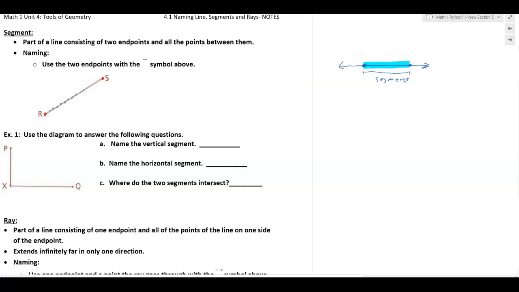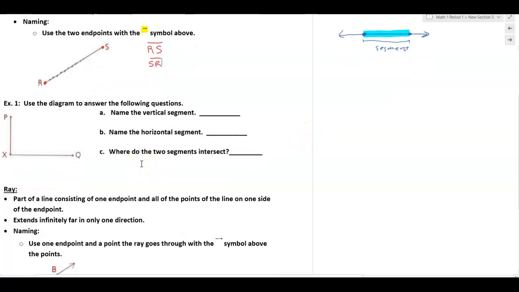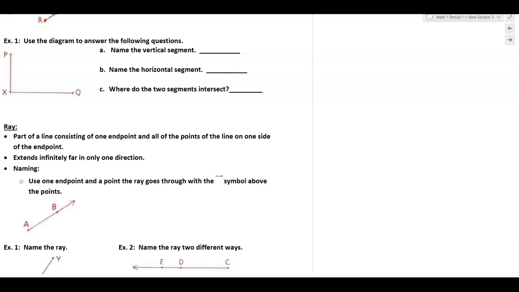Now, when we name a segment, we use 2 endpoints with the segment symbol, which is that little bar above the 2 letters. And remember, we only use the endpoints. So one endpoint is R, the other endpoint is S, little segment symbol above. I could reverse the endpoints and say SR like that. So it's 2 different ways you can name that segment. Okay?